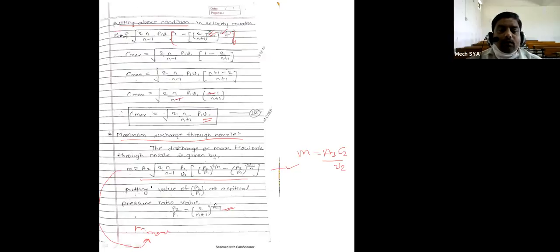Okay. So write down these two steps in the m equation, putting the critical pressure ratio value as 2 upon n plus 1 raised to n upon n minus 1 in this equation. Then we will get the equation for maximum discharge in terms of pressure and adiabatic index. Please write this down. There is no understanding without writing. If it is over.